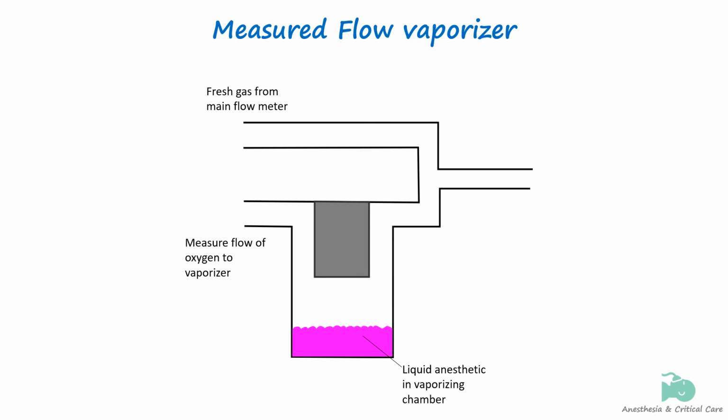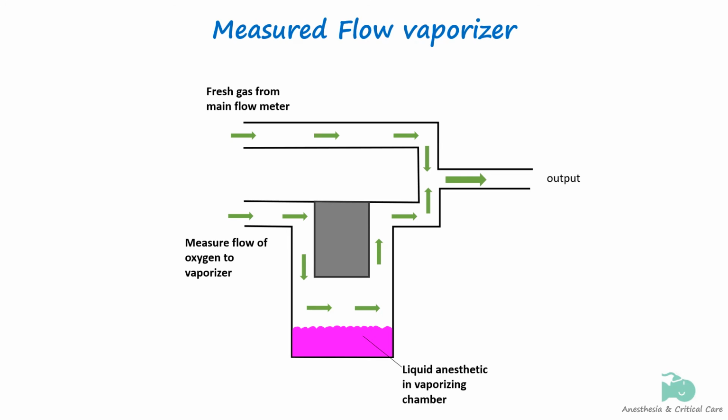Another method of regulating vaporizer output is the measured flow method. A measured flow method is used in older types of anesthetic vaporizers. It involves a vaporizing chamber where an anesthetic agent is heated to a temperature above its boiling point. The measured flow of oxygen is allowed to pass through the vaporizing chamber, which carries vapor anesthetic at a very high concentration. In order to dilute this lethal concentration of anesthetic coming out of the measured flow, it is combined with the gases passing from the main flow meter.